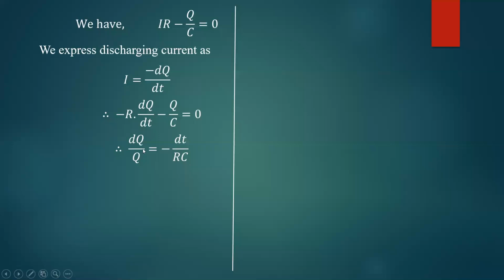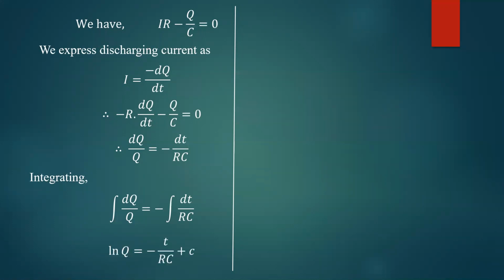Separation of variable is done. The term containing q is on the left hand side. The terms containing some constant and t are on the other side. Now you integrate it. Integrate it, you will get integration of dq by q is equal to minus integration of dt by rc. Integration of 1 by q is ln of q. Okay. You will get the solution as ln of q is equal to minus t by rc.